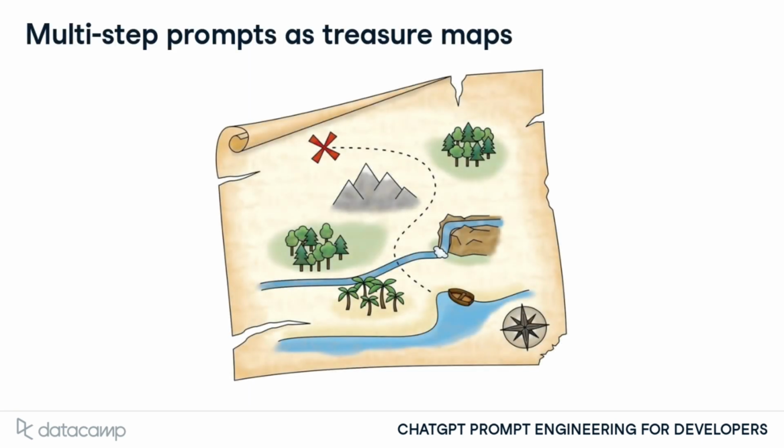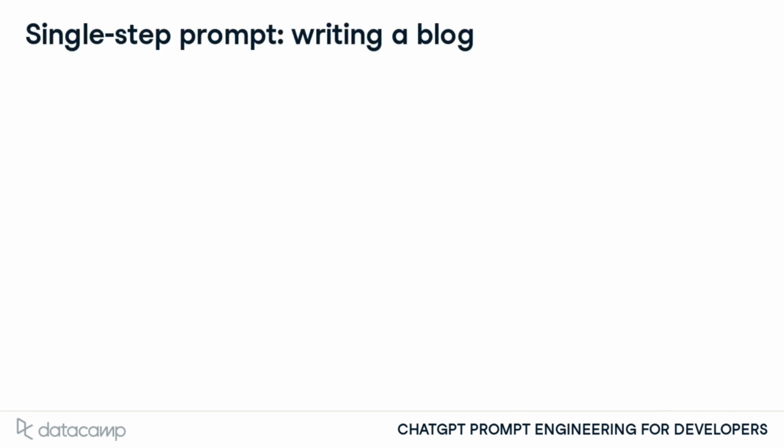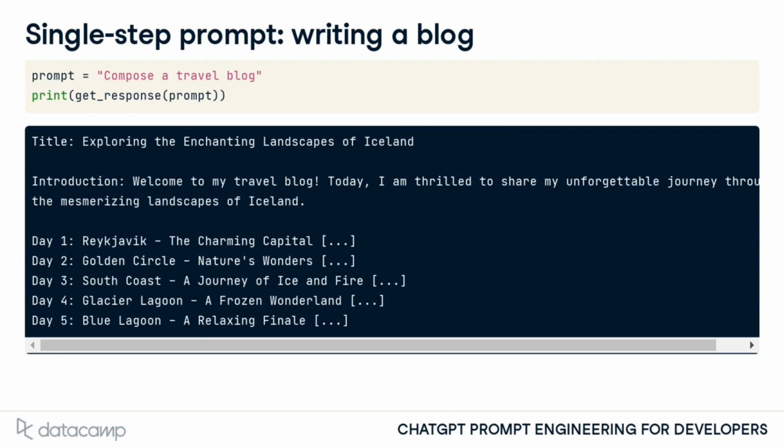We can think of multi-step prompts as treasure maps. They break down a complex task into smaller, manageable steps, guiding the model to the desired outcome through a sequence of clues and directions. Suppose we want to write a travel blog. We might start with a single-step prompt asking the model to create the entire blog without additional details. In this example, the model will generate text about a random journey through Iceland with a day-by-day itinerary.